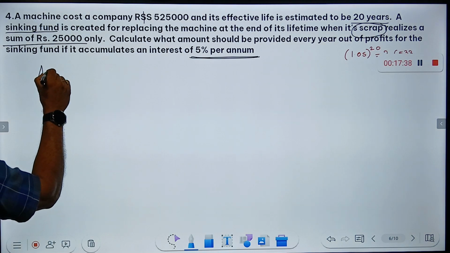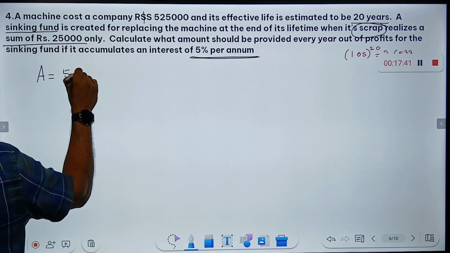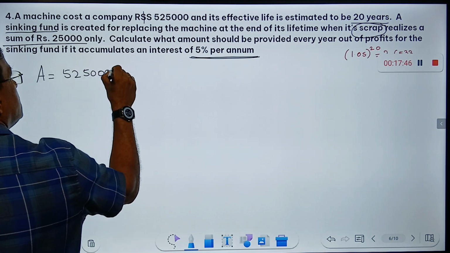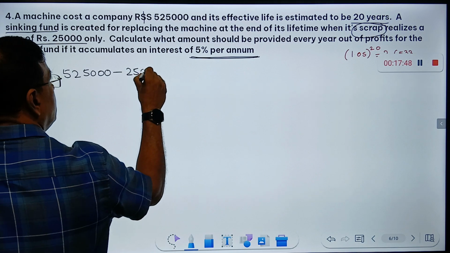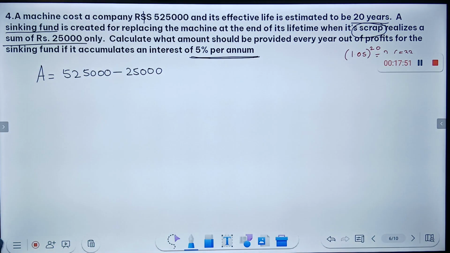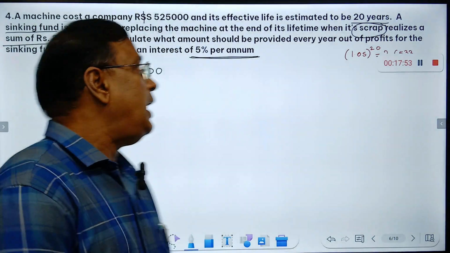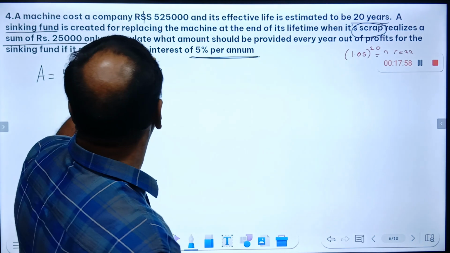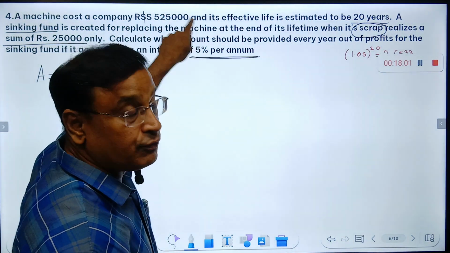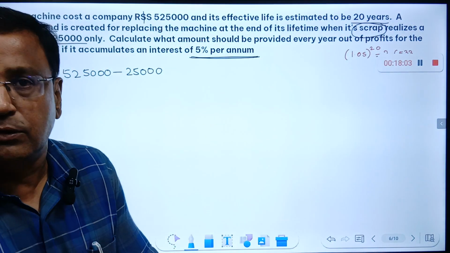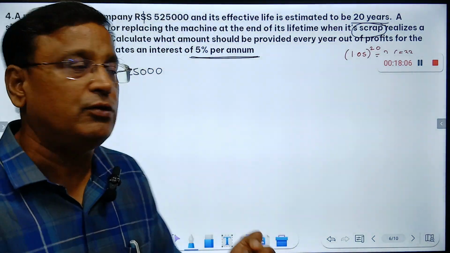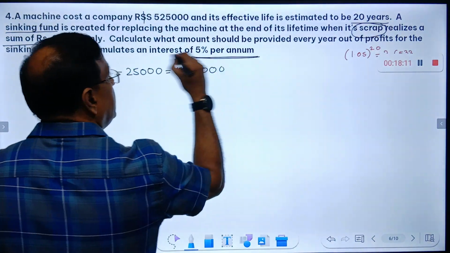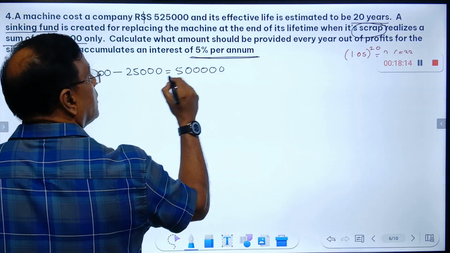Now, what is my amount? My amount here is not 5,25,000, but I also have to subtract the scrap value, because at the end of 20 years, by selling my old machine, I will be having 25,000 in my hand. But my new machine cost how much? 5,25,000. I already have 25,000, so I don't need 5,25,000. All that I need is only, how much? I need only 5 lakhs. Correct?